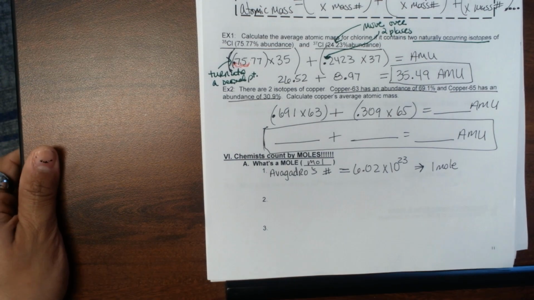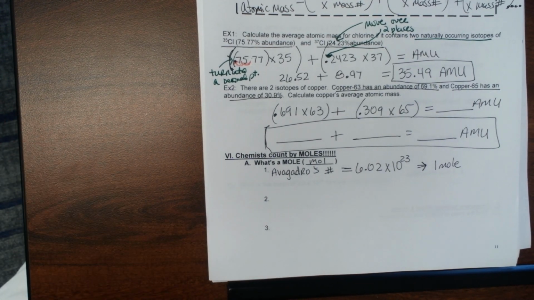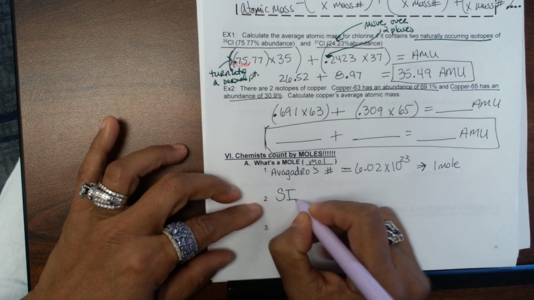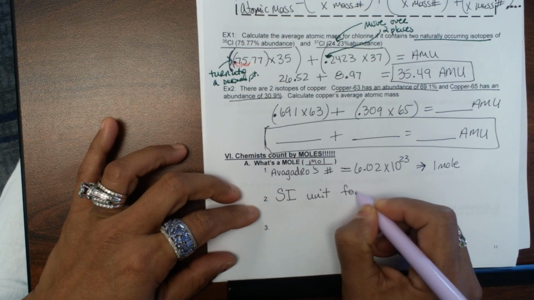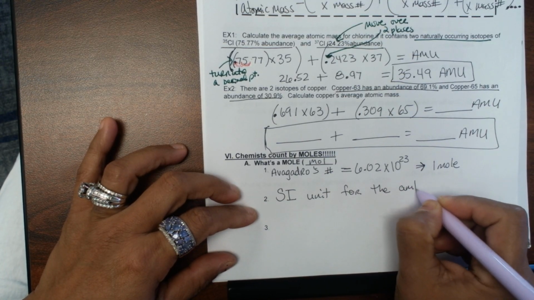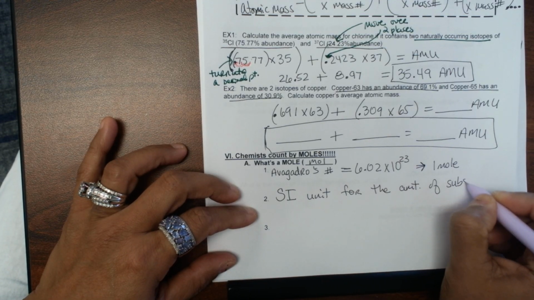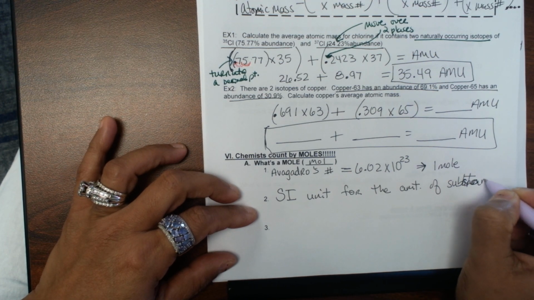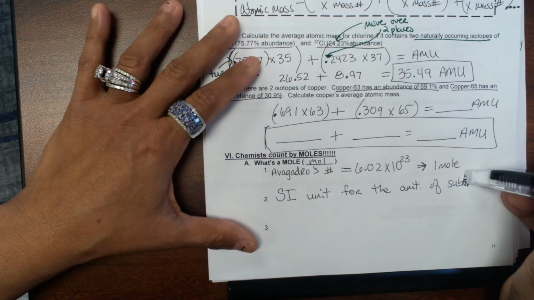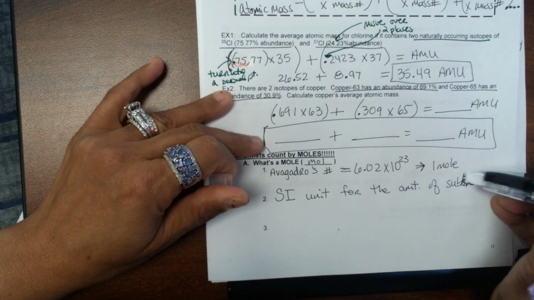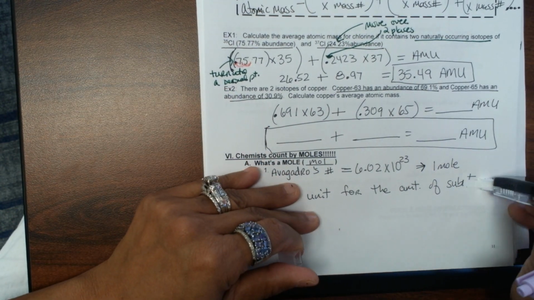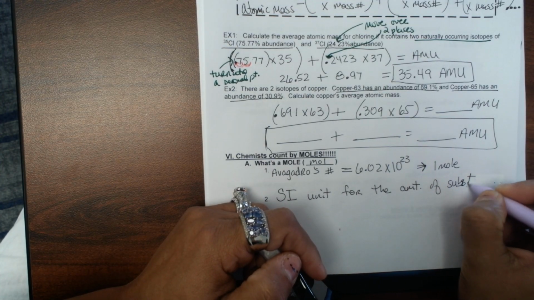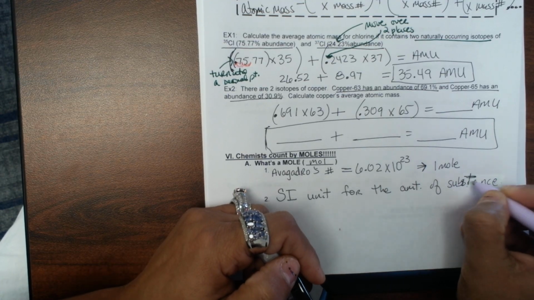I appreciate it. So Avogadro's number. The next thing we need to know when it comes to this is number 2. It is the SI unit for the amount of substance. Avogadro's number stands for or represents, it's the SI unit for the substance.